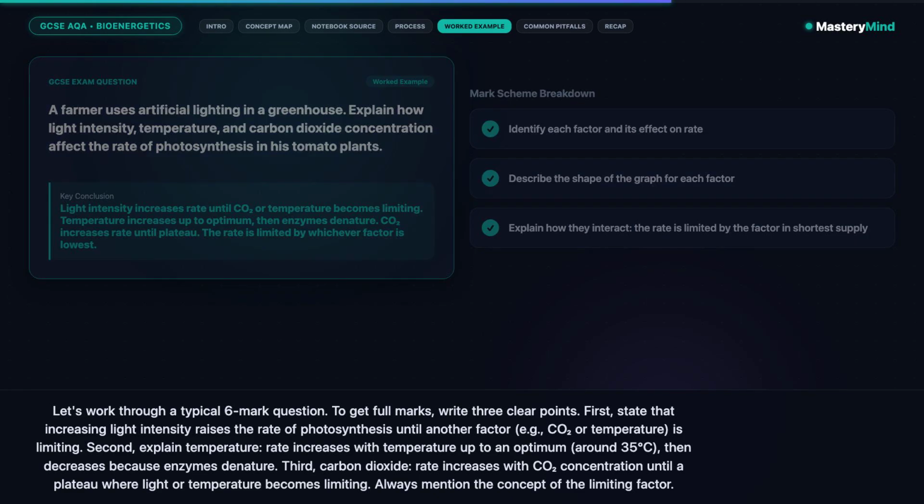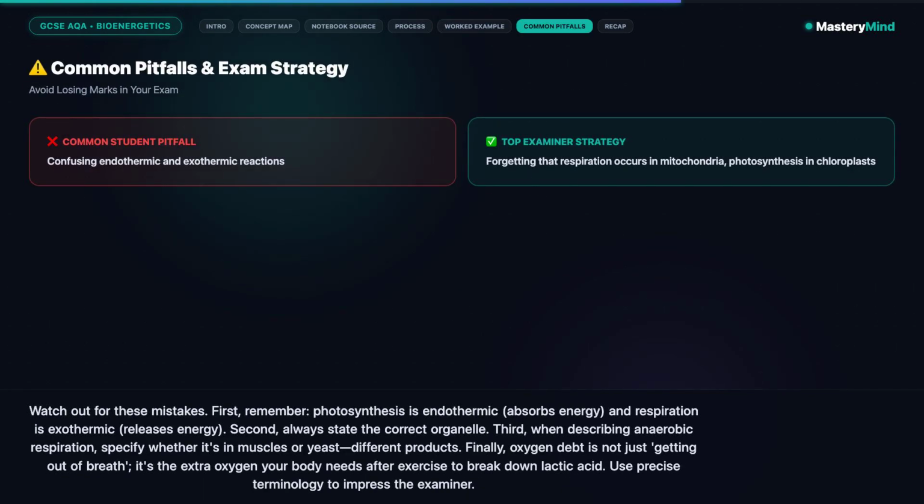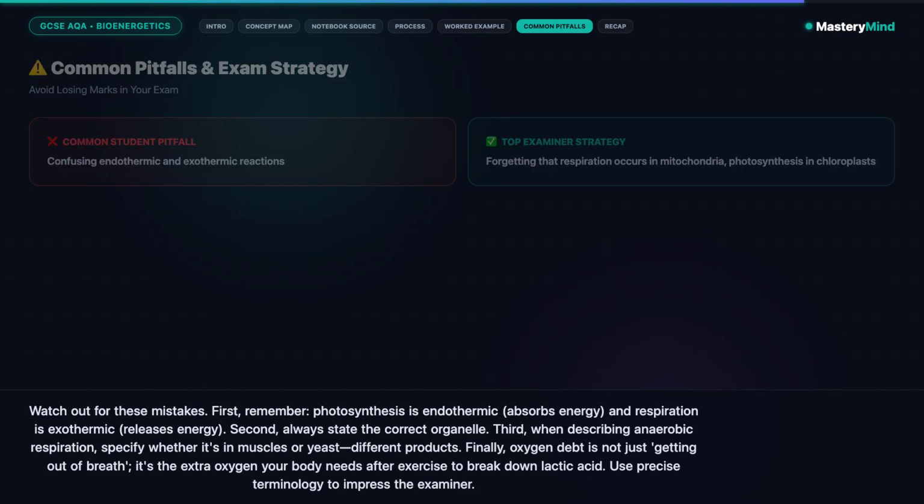Watch out for these mistakes. First, remember, photosynthesis is endothermic, absorbs energy, and respiration is exothermic, releases energy. Second, always state the correct organelle. Third, when describing anaerobic respiration, specify whether it's in muscles or yeast, different products. Finally, oxygen debt is not just getting out of breath, it's the extra oxygen your body needs after exercise to break down lactic acid. Use precise terminology to impress the examiner.